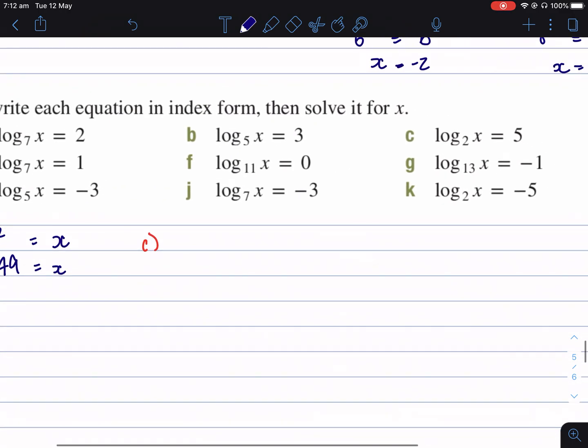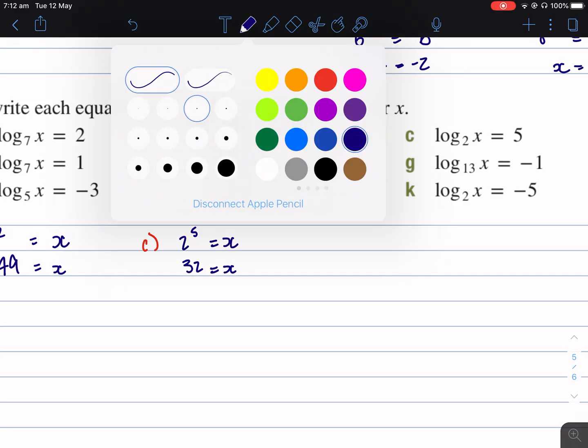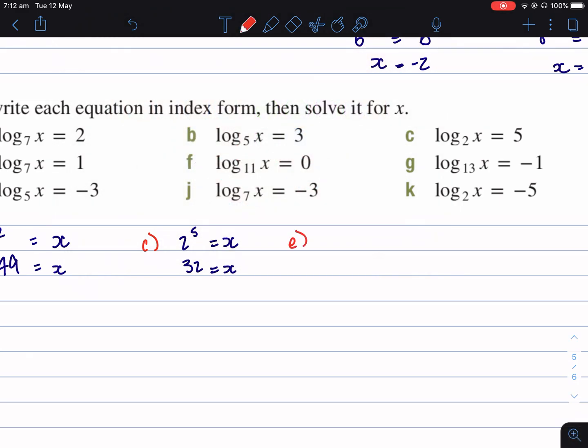Question C, log base 2 of x equals 5, so 2 to the 5 equals x, so that's 32. Question E, log base 7 of x equals 1, so 7 to the 1 equals x, so that's just 7. G, we've got log base 13 of x equals negative 1, so 13 to the negative 1 equals x, so that's 1 on 13.